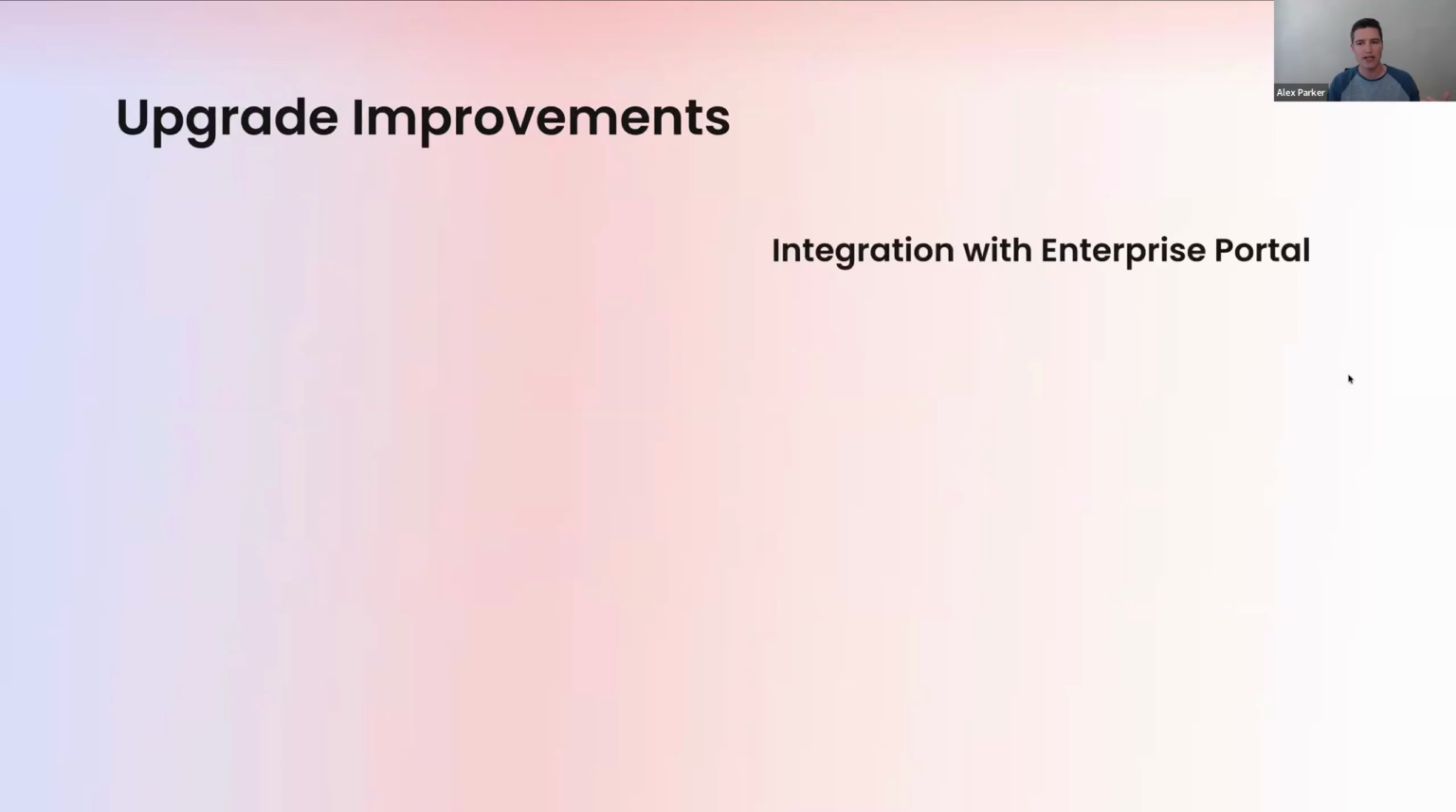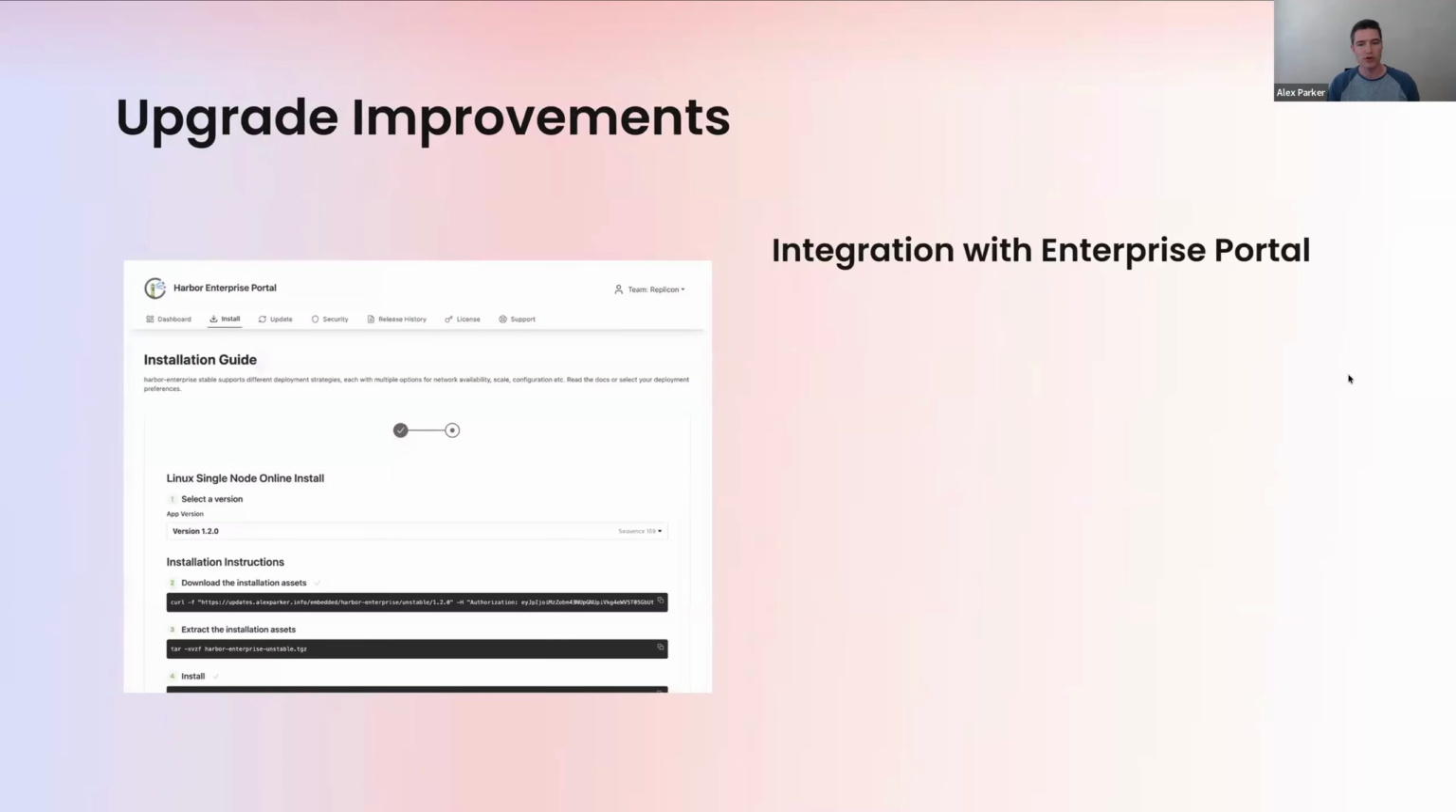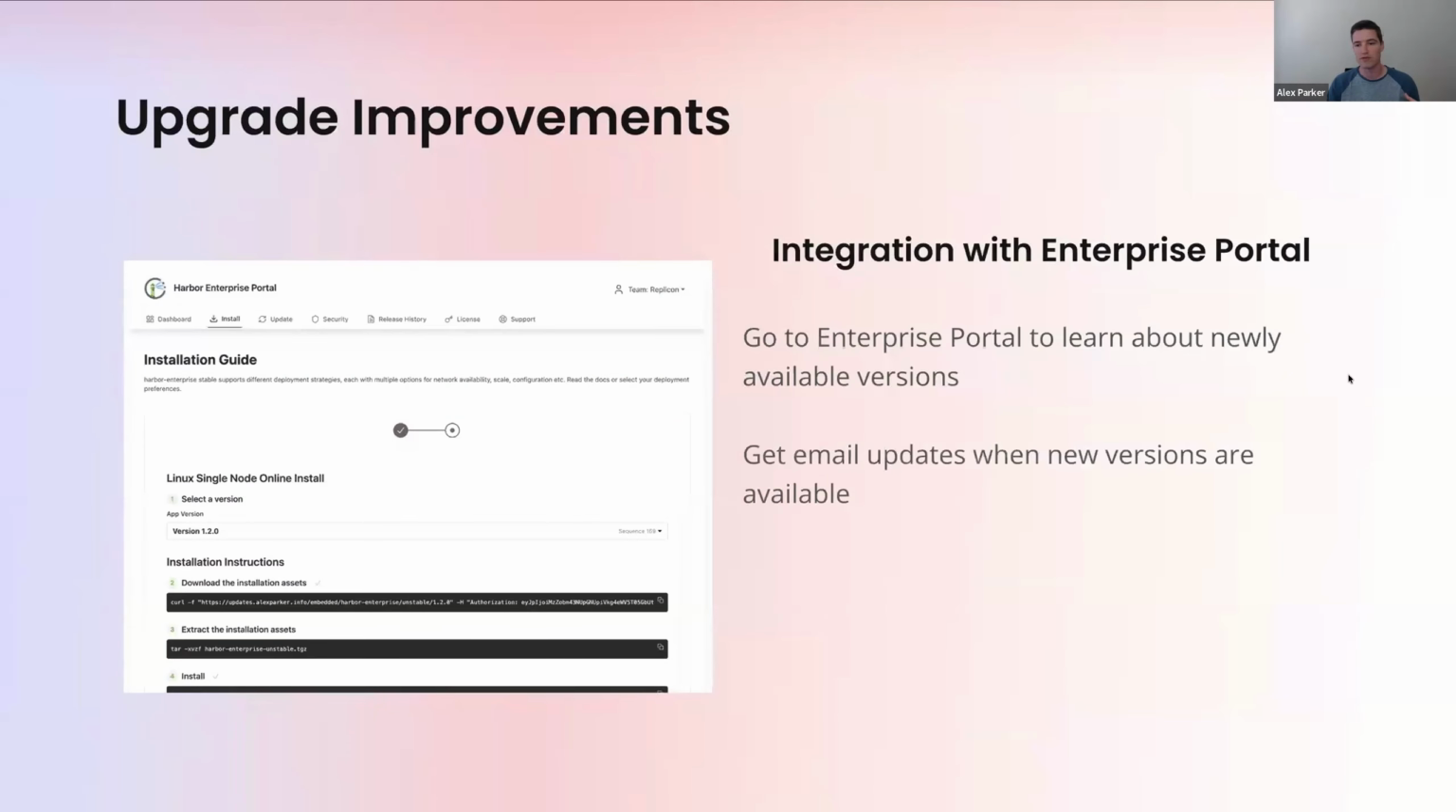Then briefly on upgrade, we've integrated with the Enterprise Portal. Now that's the place you go to learn about newly available versions. You can get email updates when new versions are available. If your customer wants to know if there's a new version of their software, they can subscribe to updates in the Enterprise Portal to get notified about that.